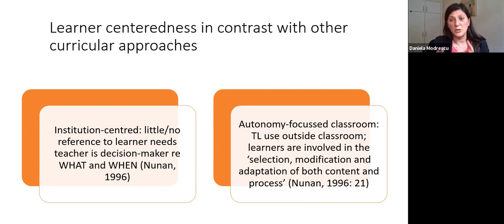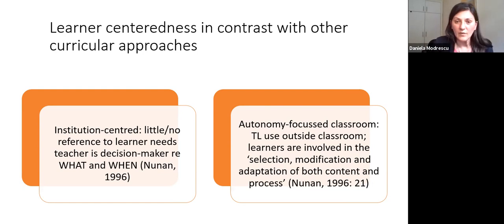Autonomy: learner-centeredness is in between because it involves the learner. However, the expert knowledge of the teacher is involved, so it's a collaboration more than the autonomy-focused approach, where the learner has, as we all know, a quite important role, if not the role, in selecting, modifying and adapting content and process. So they decide what they want to do each day, basically, in an autonomy-focused classroom.